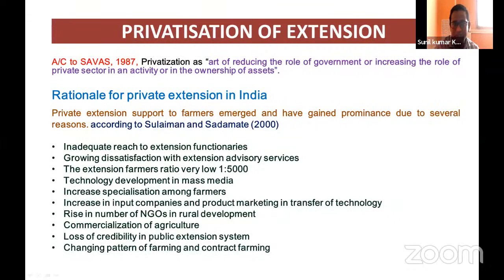Two extension scientists from our country, Mr. Suleiman, who was working as a scientist in Hyderabad, and Vivi Sadamurthy, as you all know, the farm and agriculture advisor to the Planning Commission, suggested that there are some rationales for private extension in India, like inadequate reach of the extension functionary. These functionaries are loaded with work; they cannot reach every section of the community. So there is inadequate reach, and a growing dissatisfaction with the extension advisory services. When the farmers need a particular advisory, it doesn't come on time. That's why the farmers are moving towards the private sector.